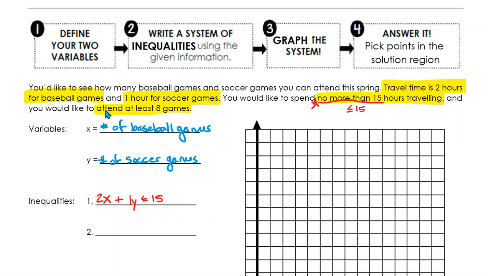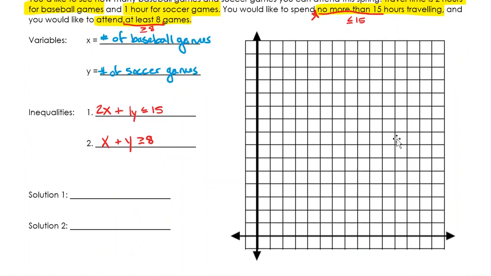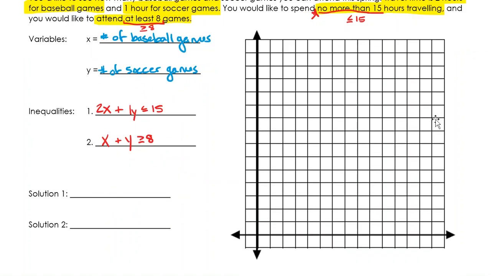Then if we look at the second requirement, we would like to attend at least 8 games. So at least means we could have 8 or we could have more. That means that we're going to use greater than or equal to 8, because we're okay if we go over, we're okay if we're equal, we just don't want to go below. So the total number of games should be greater than or equal to 8. So the number of baseball games plus the number of soccer games must be greater than or equal to 8. So now we want to go ahead and graph that system of inequalities to see where our solutions are. Go ahead and pause the video and create your graph.